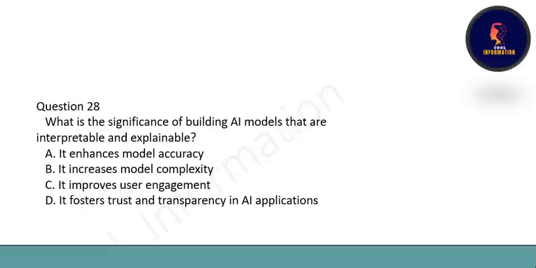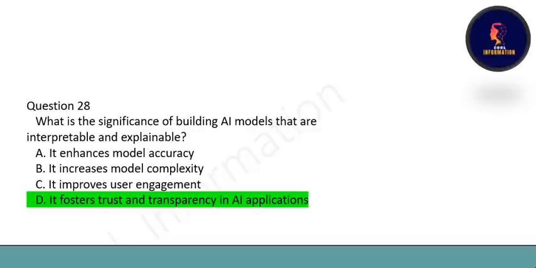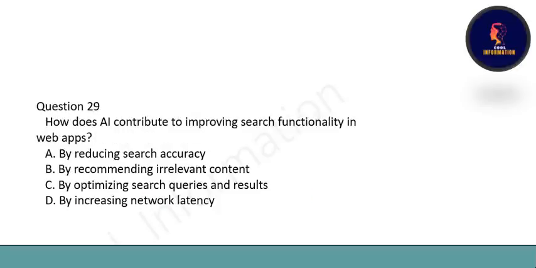Next one, what is the significance of building AI models that are interpretable and explainable? Correct option is option number D. It fosters trust and transparency in AI application. Option D is correct.